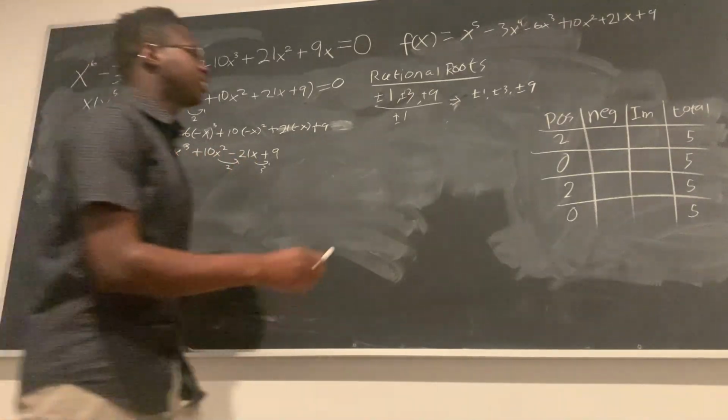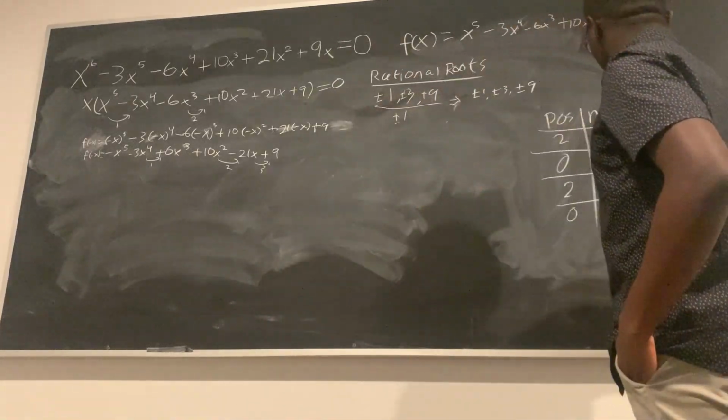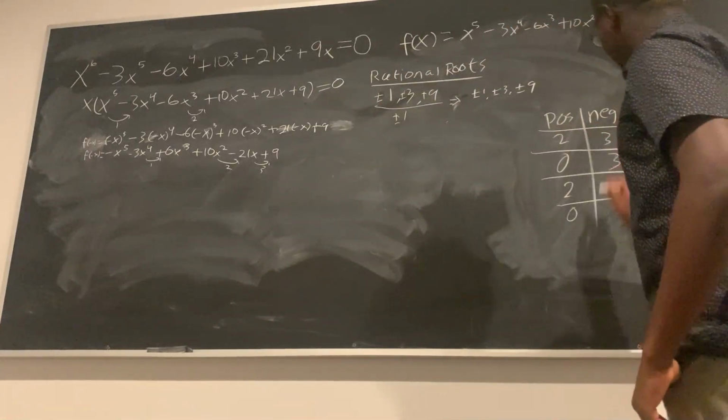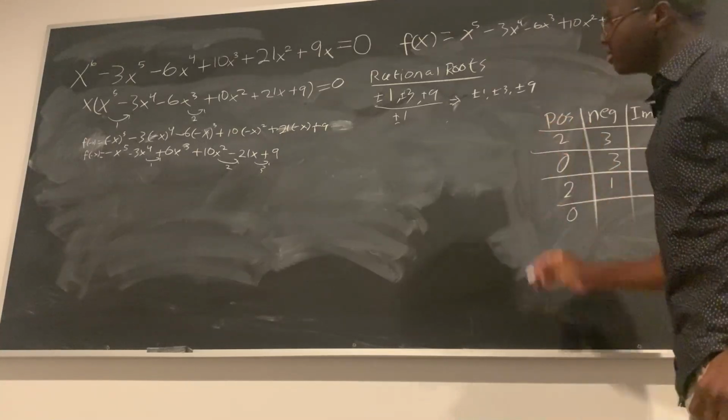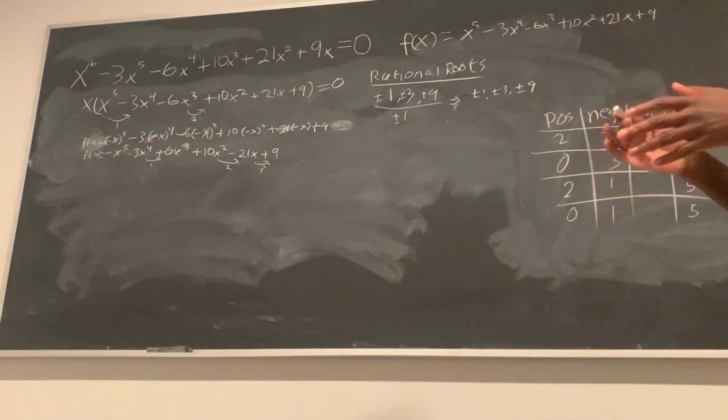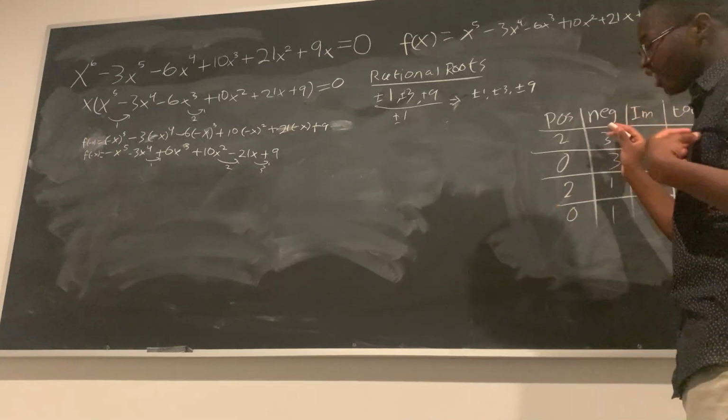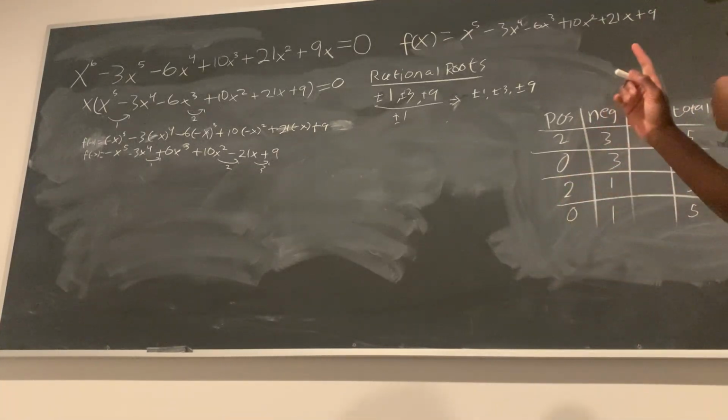Now, you see, we have 3 sign changes, so we have 1, 2, 3, and this is the f of negative x, which means that we can either have 3 negative roots, we're going to write 3 here again, or 1 negative root. And what that tells us is that we should most certainly try a negative value because we are guaranteed to have at least 1 negative root.